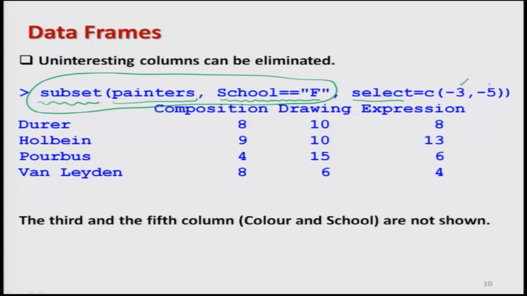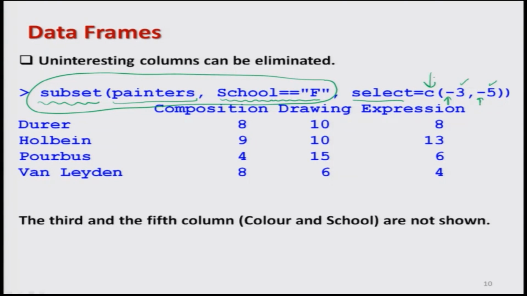Third and fifth column, and I want to remove it. So, I am using here a negative sign, and since there are 2 columns, I am trying to combine them with the command C.